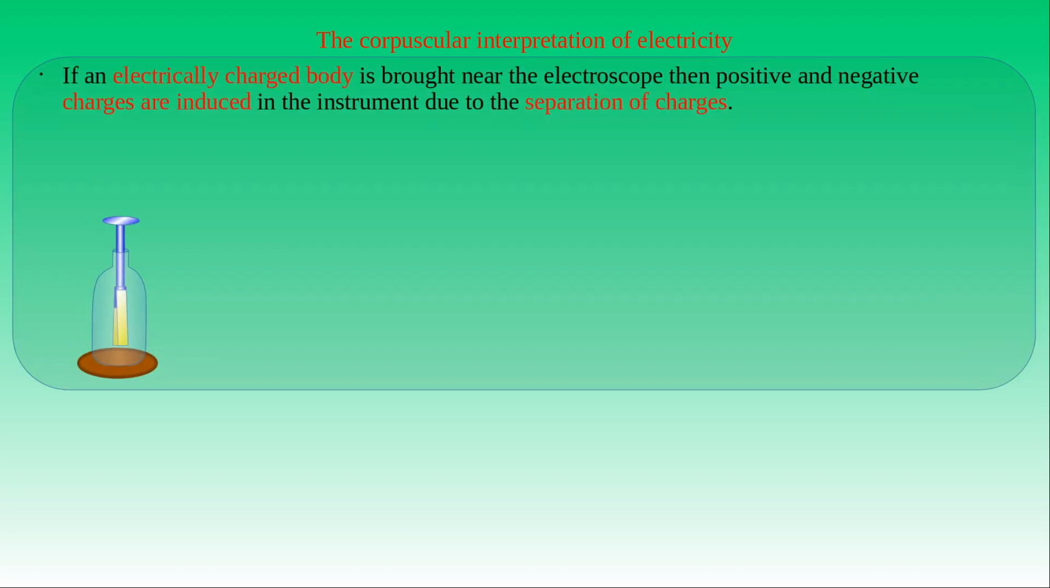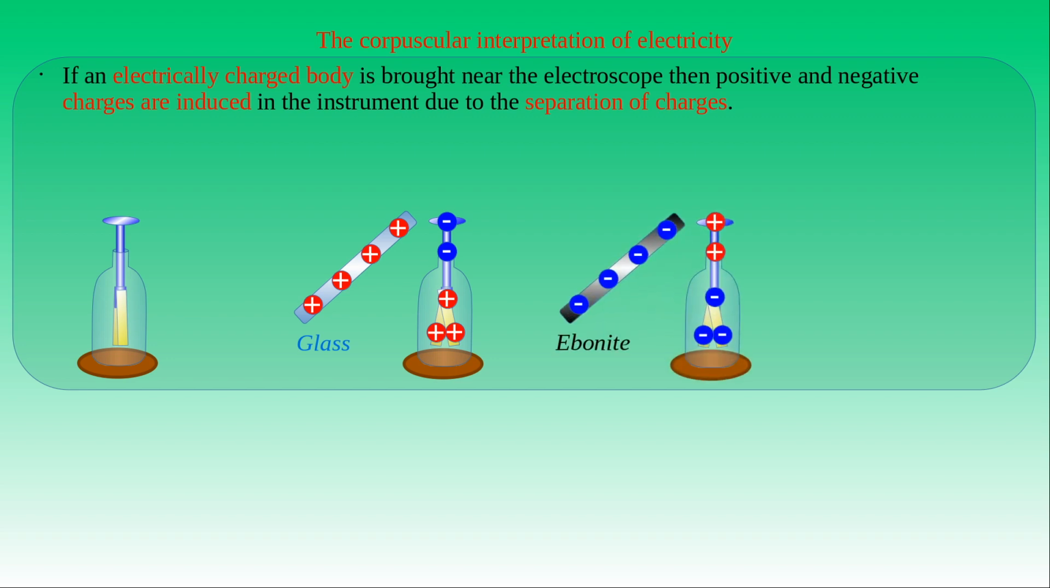We can also ask what happens to the electroscope in these experiments in the light of the corpuscular theory. If an electrically charged body is brought near the charging plate of the electroscope, then both negative and positive charges are induced in the measuring device due to the separation of charge. The charging plate and the gold leaves attain opposite charges. If we use a positively charged glass rod, then the plate becomes negatively charged and the leaves attain positive charge. If we use a negatively charged ebonite rod, then the plate becomes positively charged and the leaves attain negative charge.